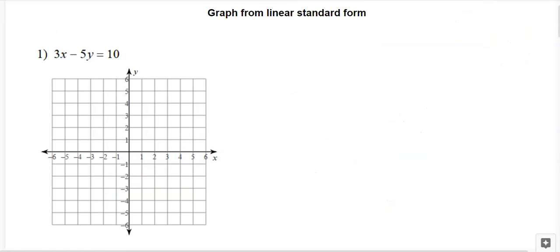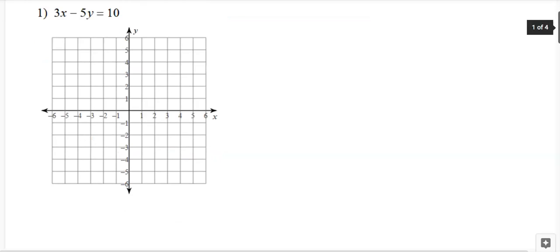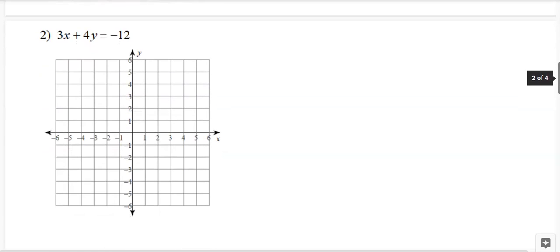Now, another method, and this works really well if the numbers are friendly. Another method is using the intercepts. So method number 2 is going to be to find the x and the y intercepts. And we did this on an earlier lesson in Khan Academy.